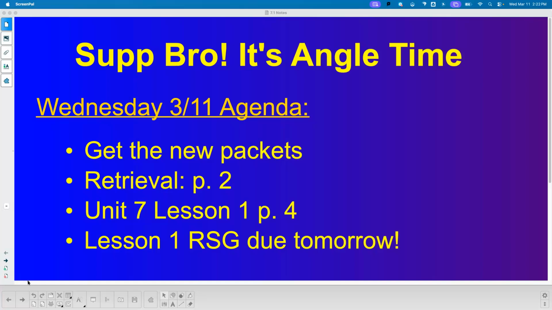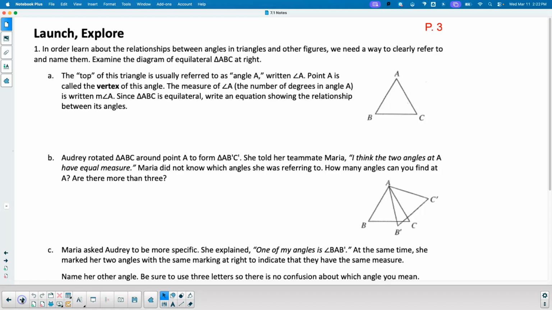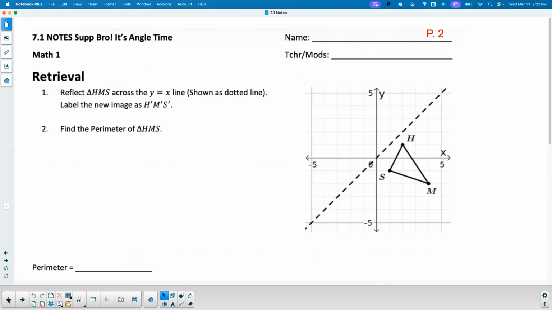So, today there's going to be a lot of information thrown at you, okay? A lot of that information, you've already learned. So it's going to be refreshing that information, hopefully drawing it back out, because we need to use it going forward. With that being said, there are only two quick hitting problems. So quickly at the top, reflect triangle HMS, and then find the perimeter of triangle HMS.